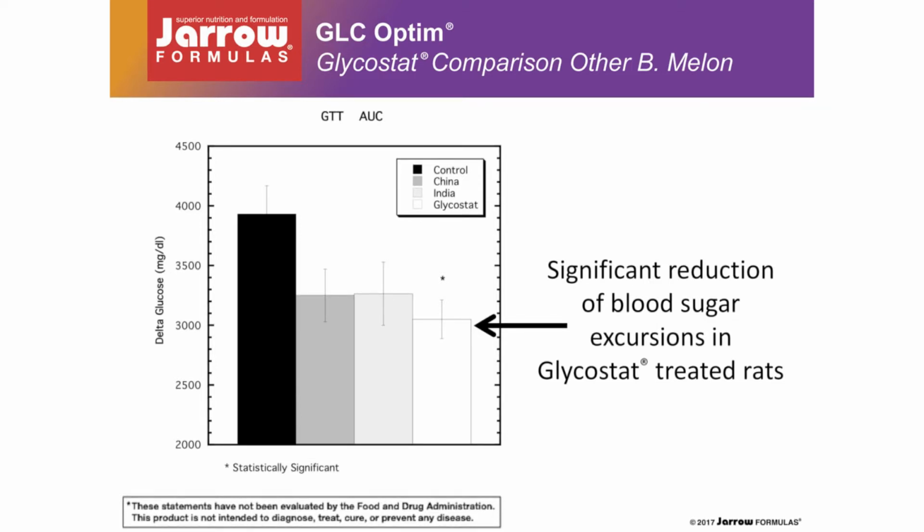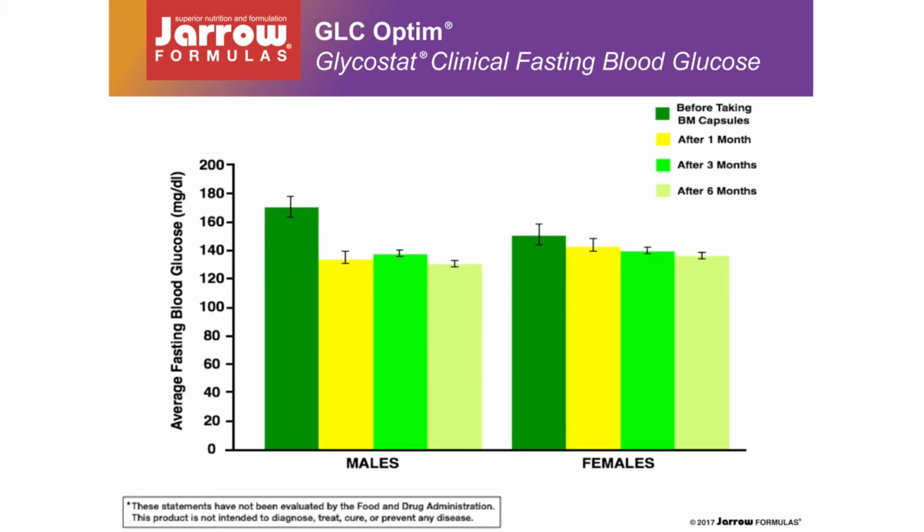Glycostal also improves insulin sensitivity to support healthy blood sugar levels, as well as antagonizes angiotensin-converting enzyme to reduce inflammation and support healthy blood pressure. Another study highlighting Glycostal's clinical fasting blood glucose effects showed that despite potential underdosing, clinically relevant reductions in fasting blood glucose were observed after 1 month of treatment and sustained through 6 months.